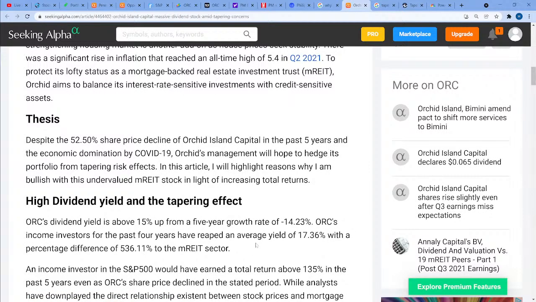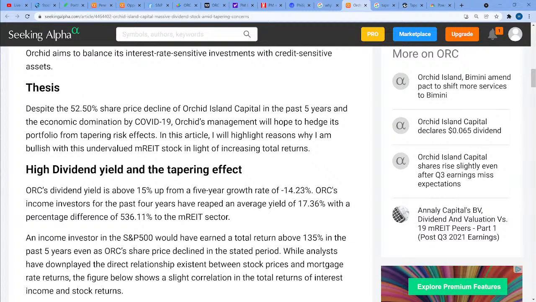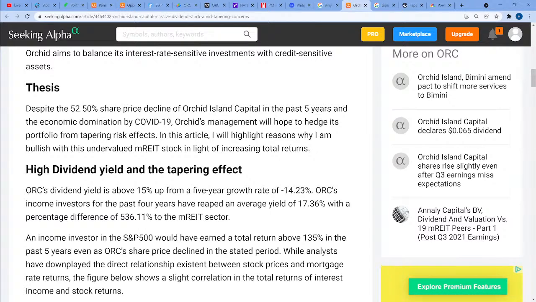All right, let's just read this. ORC's dividend yield is about 15% from a 5-year growth rate. ORC's income investors for the past 4 years have reaped an average yield of 17.36% with a percentage difference of 500, yada, yada, yada. An income investor, I don't really care. I want to know why the stock is moving the way it's moving.